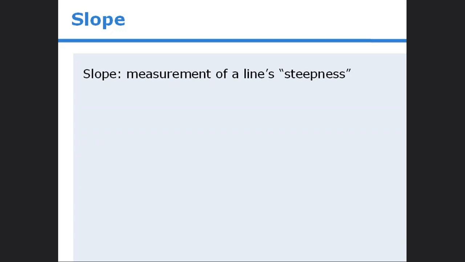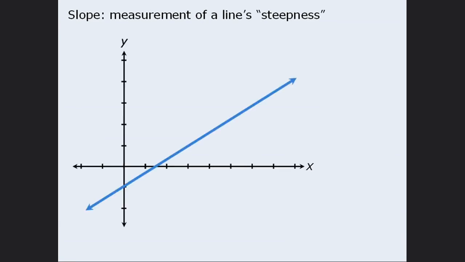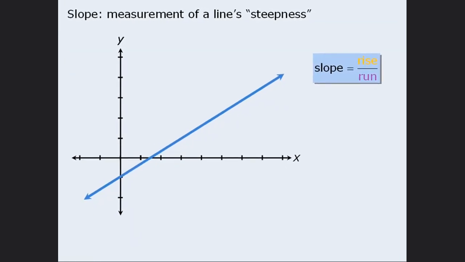In this lesson, we will examine slopes of lines. To begin, we can define slope as the measurement of a line's steepness. Our goal is to assign a number that describes the slope of a line, such as this one. To do this, we will say that the slope of a line is equal to the ratio of its rise to its run. Now, rise is the vertical distance the line travels as we move from one point to another, and run is the horizontal distance the line travels.